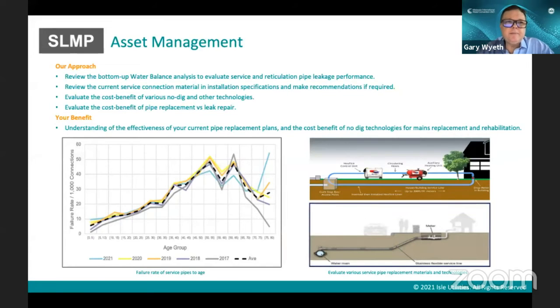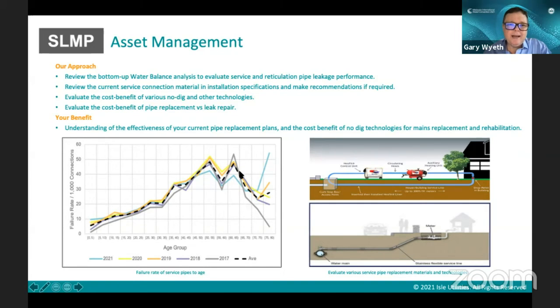And the last of the 9 programs is the asset management. And what we're looking at here is what the problems are in the system. So it could be service pipes, it could be your reticulation pipes, it could be down to material, it could be down to age. If you look here, this is one of the graphs we did for one SLMP where we were looking at the service pipes and how the number of failures increases with age. And you can see that when we get to about 35 years of age for these pipes, you can see there's a big increase in failure rate.